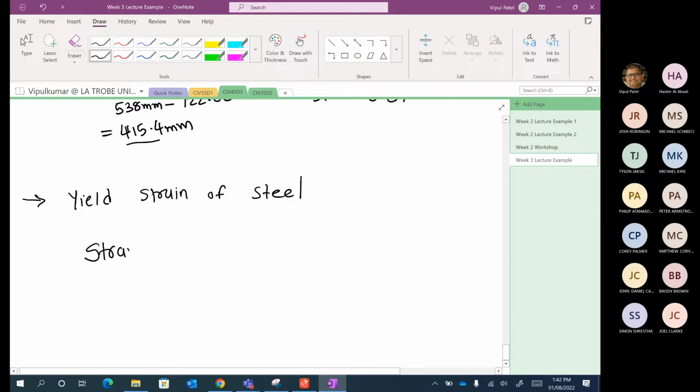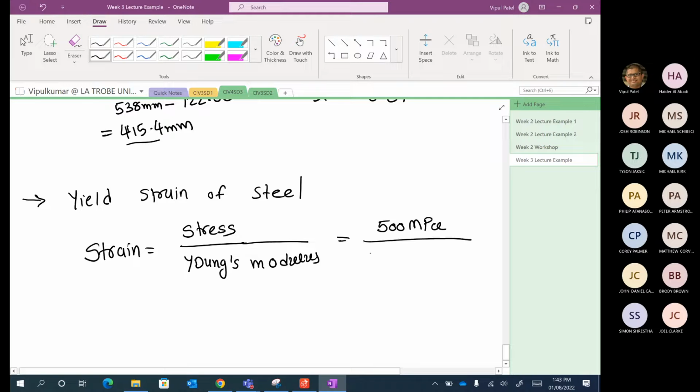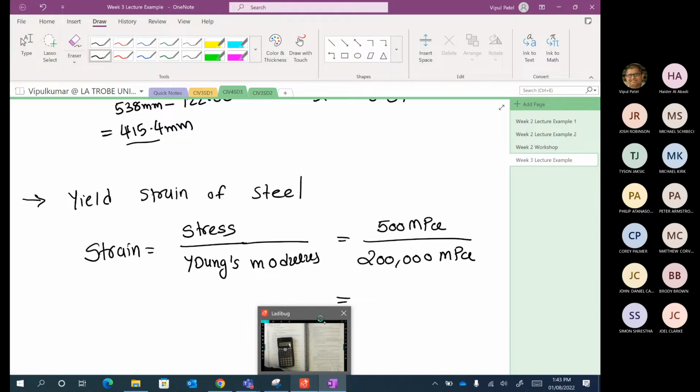The formula for strain is stress over Young's modulus, or elastic modulus. Stress in the steel over Young's modulus. So the stress we get is 500 megapascals. I showed you that one, right? And the Young's modulus is 200,000 megapascals. I can show it to you again.